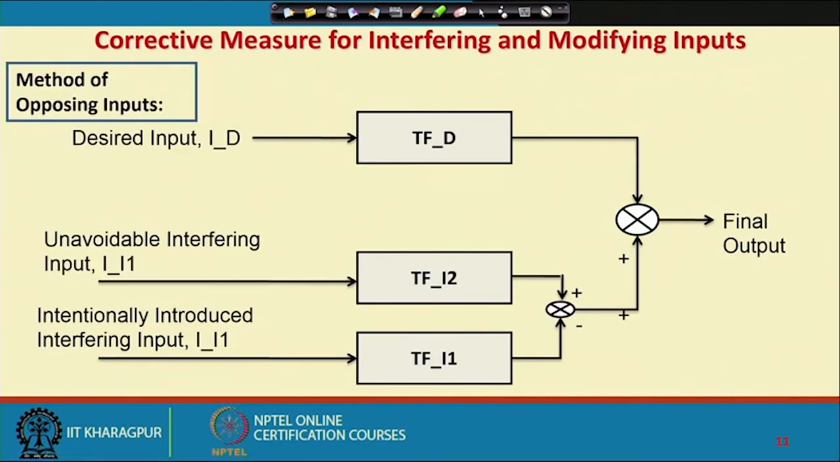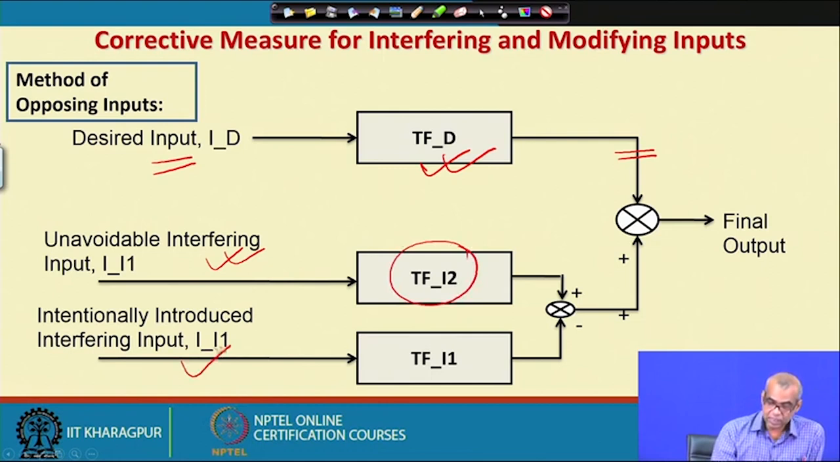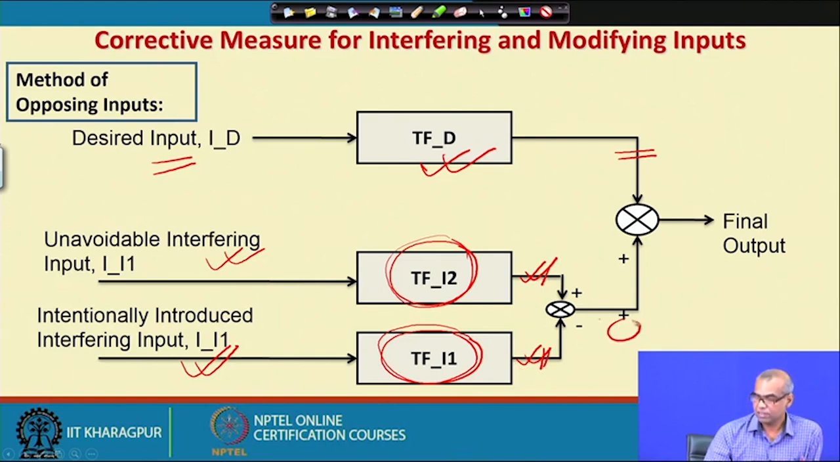This is a schematic of the method of opposing inputs. This is the desired input transfer function, and this is the output component for the desired input. This is the unavoidable interfering input, and let us say this is its transfer function, and this is the intentionally introduced interfering input, with its own transfer function. Now, this is the output component for the unavoidable interfering input, and this is the output component for the intentionally introduced interfering input. Now, if this and this are equal and opposite, then here we will have 0.